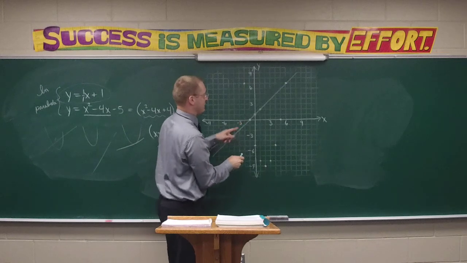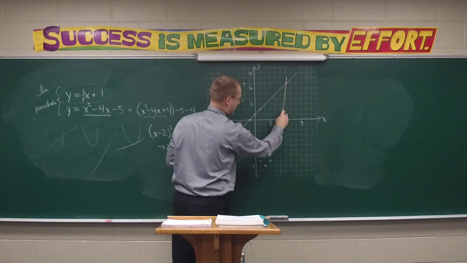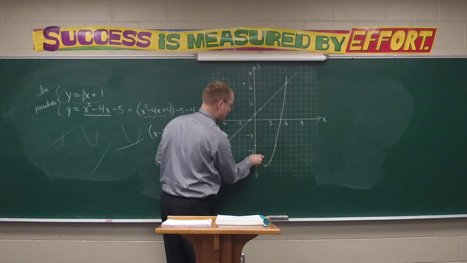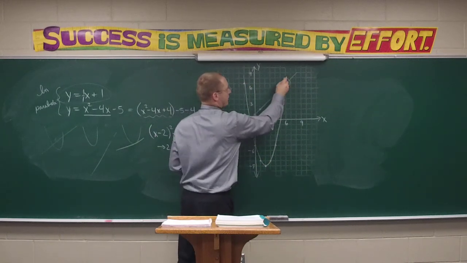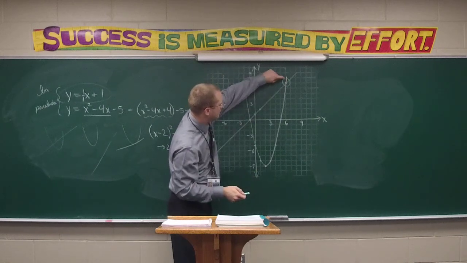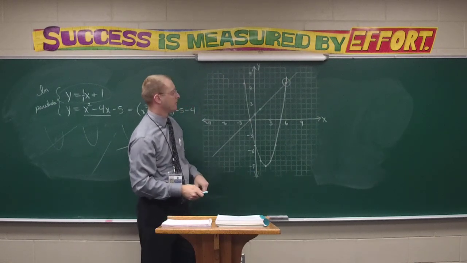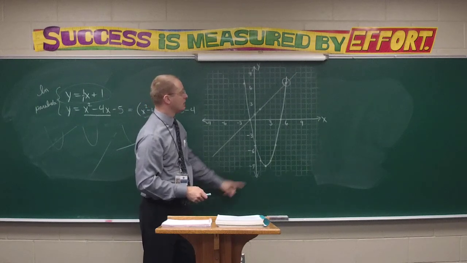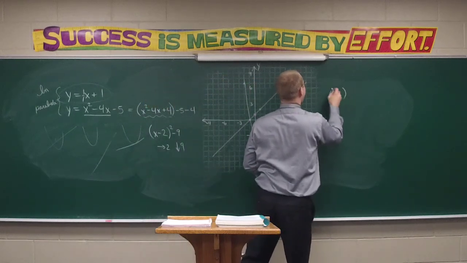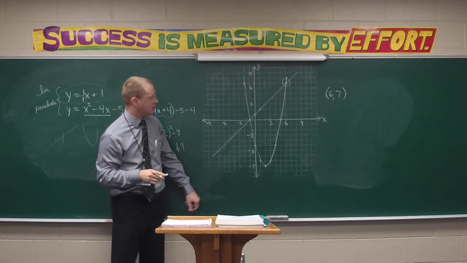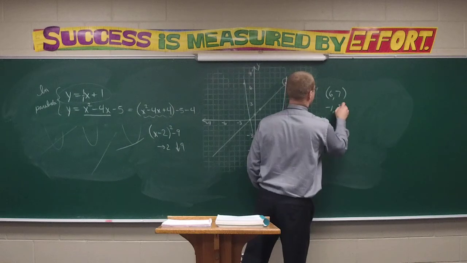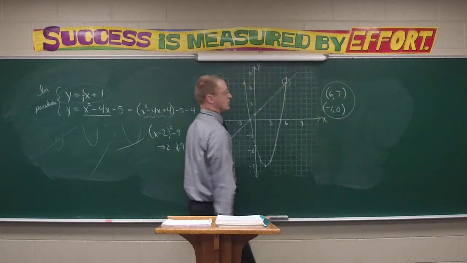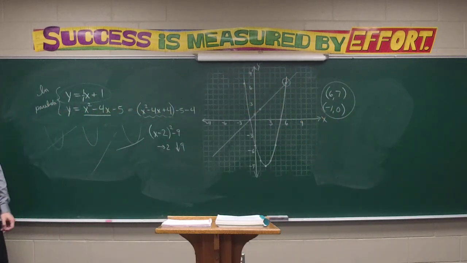You almost don't even need to graph it now, because you can see the 2 points of intersection. We've got a point right here, class, at 6, 7. And there's another point at negative 1, 0. We thought we would get 2 points of intersection, and we did. 6, 7, negative 1, 0.